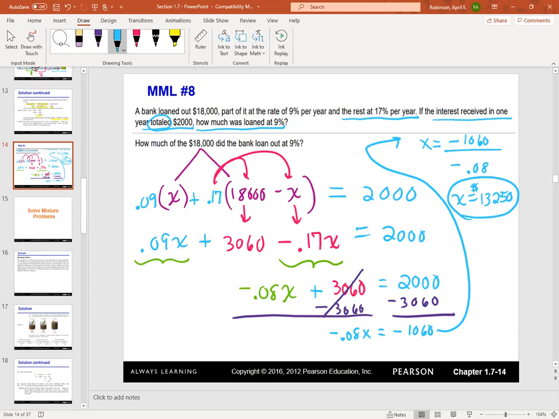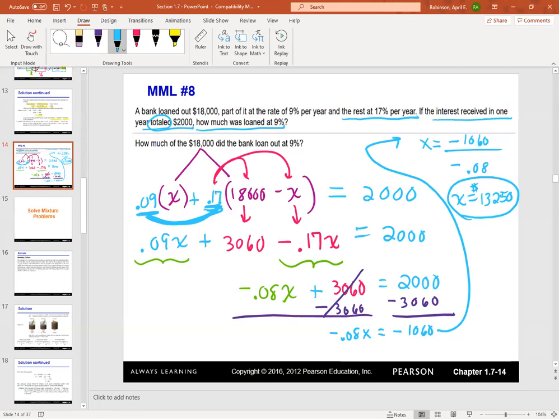Yeah, I was going to ask, does it matter if you put the 9% and the 17% in the opposite place? These two right here, switch them? Yeah. It doesn't matter.